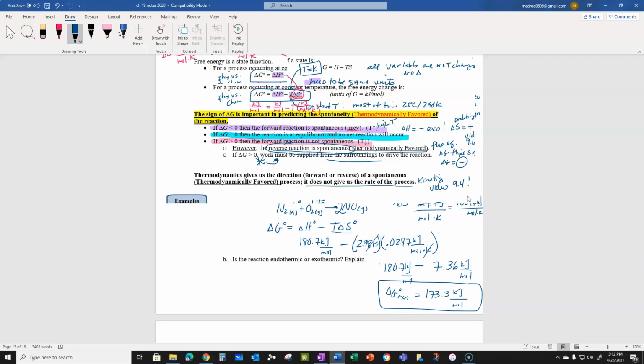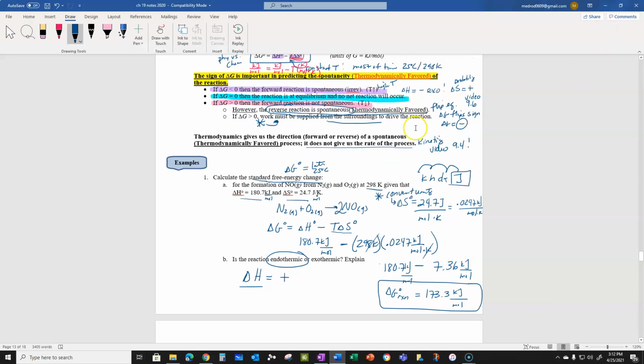All right, so now with this, let's answer some questions. Is the reaction endo or exo? Okay, well, the only value you should be looking at is that delta H. And my delta H was positive. Okay, so it's endothermic since my delta H was positive. There you go, easy peasy.